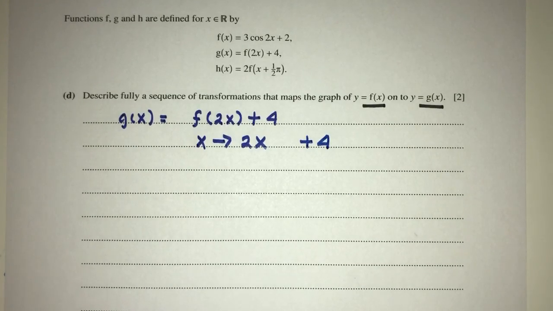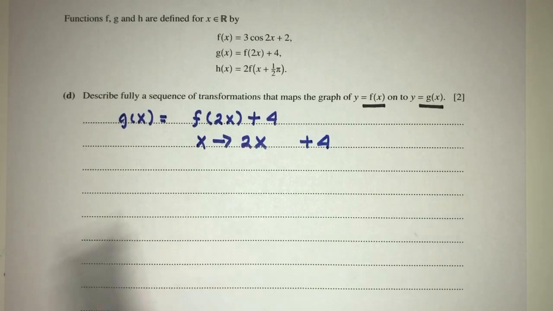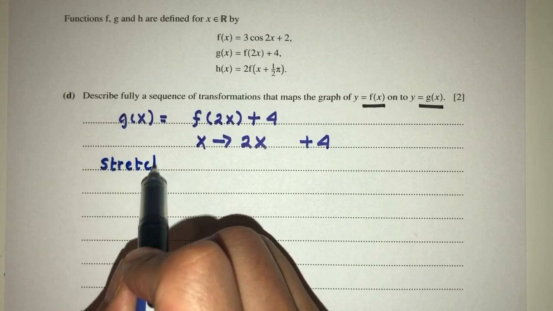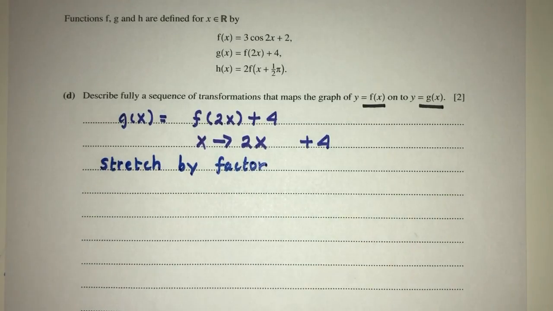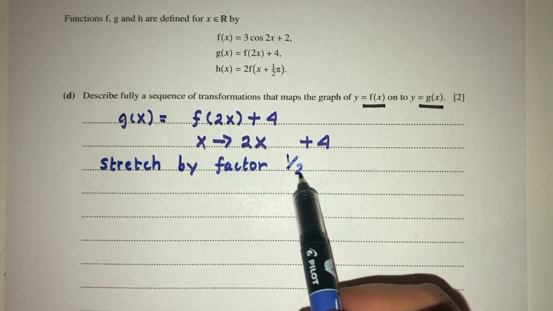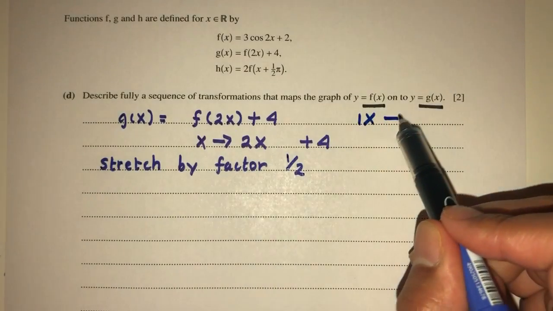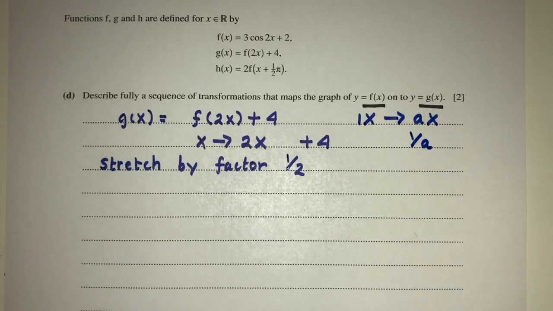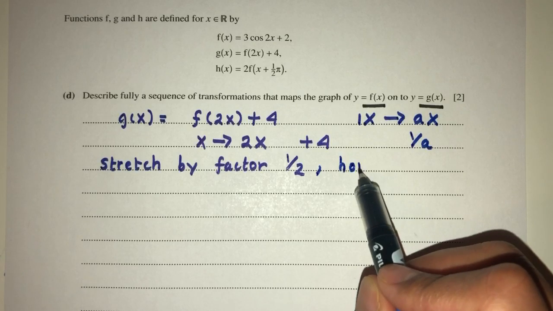So what does that mean? So let's take one by one. So whenever we change the value to something else, we call this a stretch. Stretched by a factor. So now this is the tricky part. If it is 2, we will write half. So let's say if it was 1x, it becomes ax, the factor will be 1 over a. So by a factor of this, and the direction will be horizontal direction.